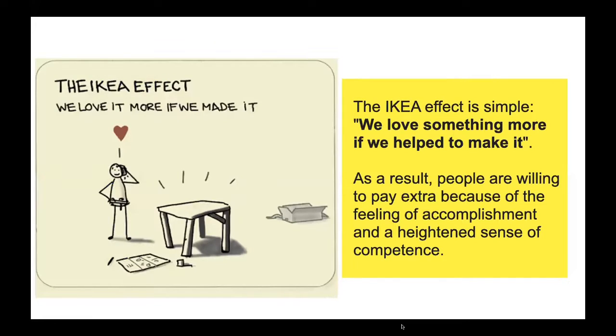All right. Then we have another one called the IKEA effect. We love it more if we made it. That means if you do it yourself, you will appreciate the product more. You have a sense of achievement. Correct? That's why when we teach children, don't always spoon feed them. Don't always give them the answer. Let them try it. Initially, they will go against it, but after that, when they try it, they feel that they can do it.